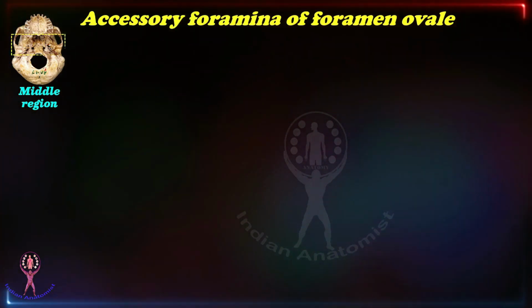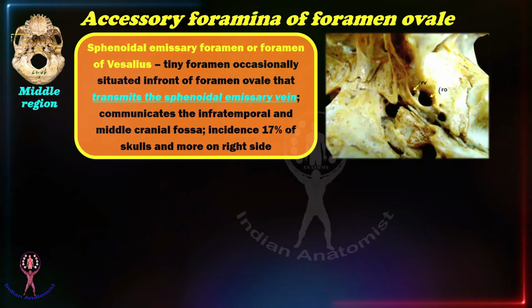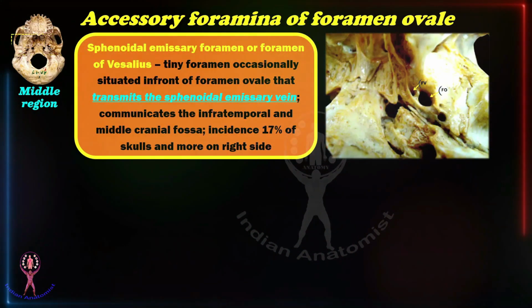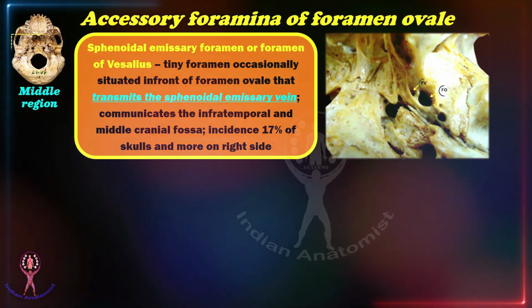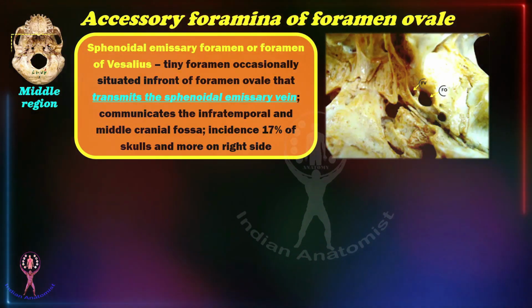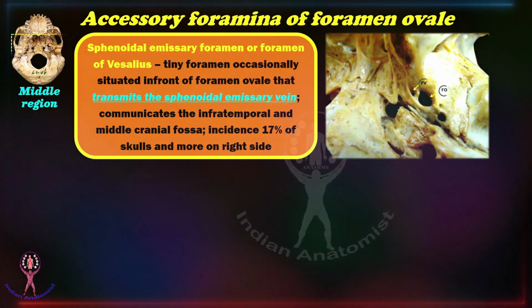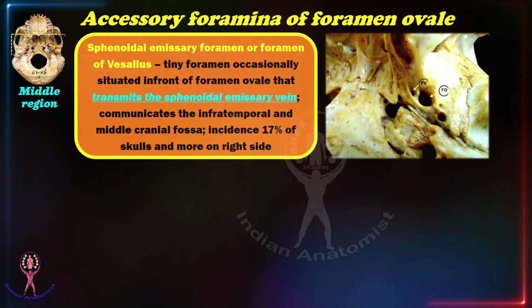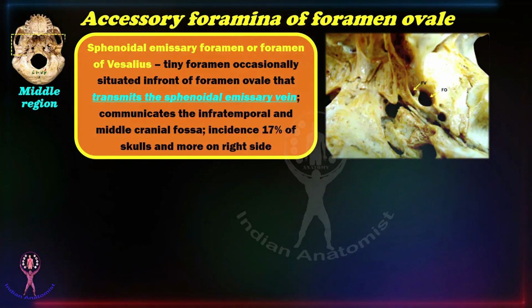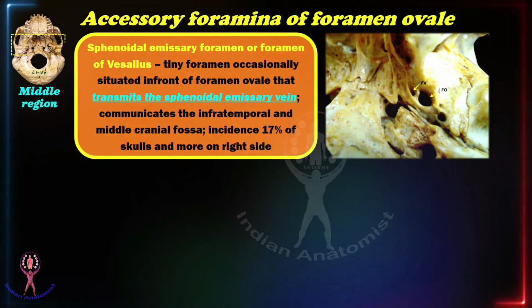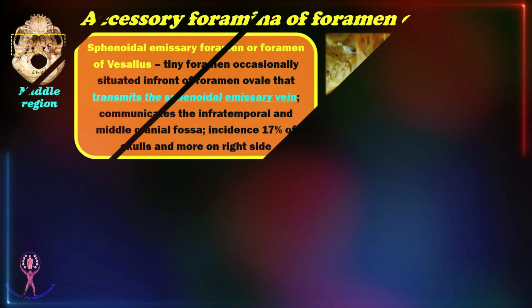They are the sphenoidal emissary foramen or the foramen of Vesalius. It's a tiny foramen occasionally situated in front of foramen ovale. If present, it transmits the sphenoidal emissary vein, which communicates the infratemporal fossa and middle cranial fossa. The incidence of foramen Vesalius is about 17% of the skulls and more on the right side.